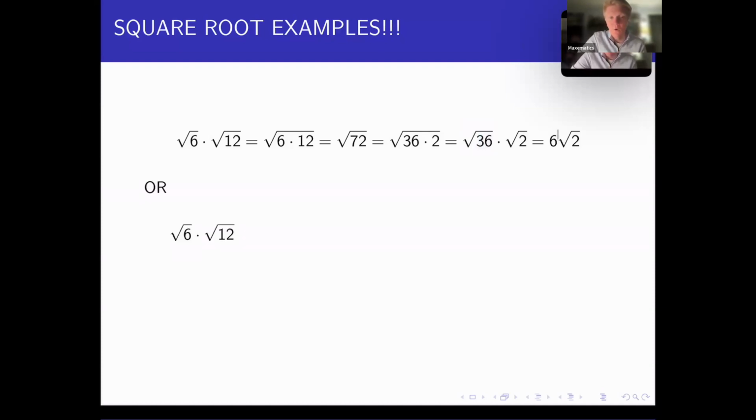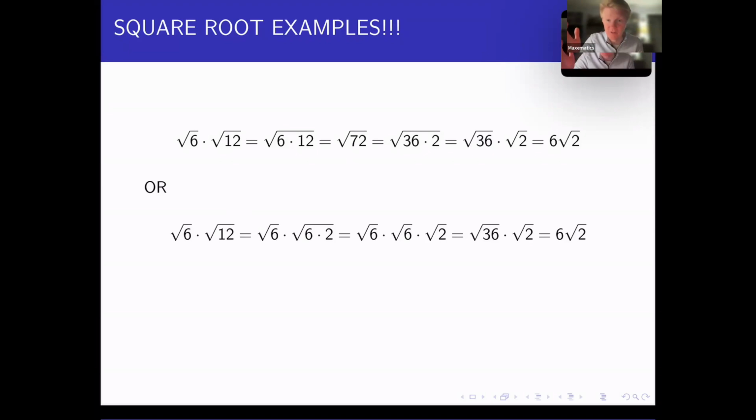What number multiplied by itself gives us 36? 6. Or what you could have also done is say that square root of 12, well, 12 is 6 times 2. Well, now we have square root of 6 times square root of 6 times square root of 2. Square root of 6 times square root of 6, square root of 36, and we get 6 square root of 2 that way. So a couple different options you have when it comes to simplifying.